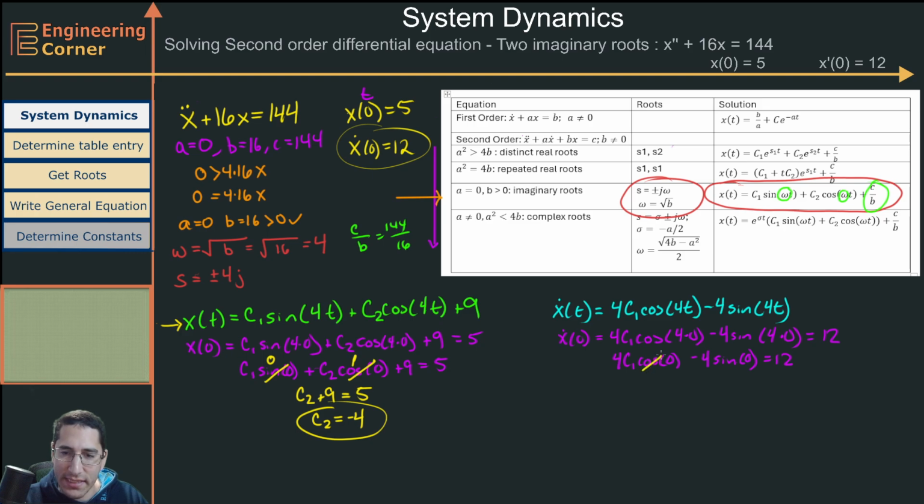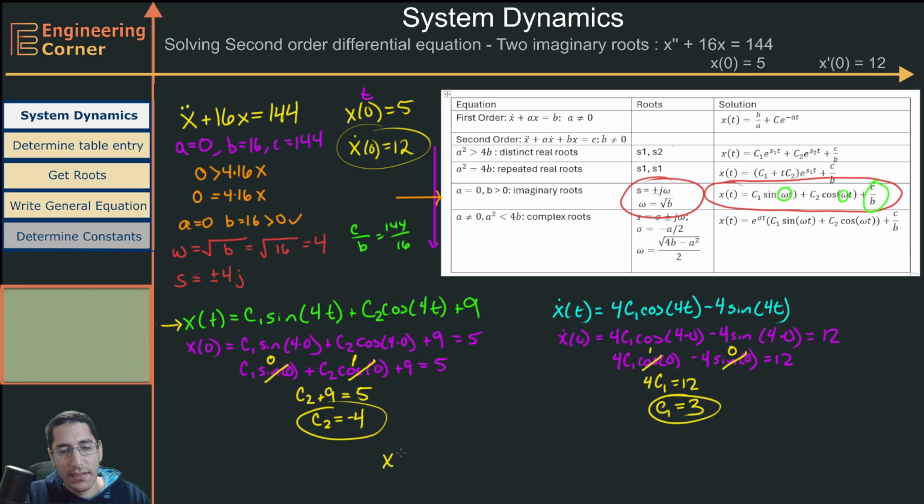And again, what do we have? We see that this is equal to 1. This is equal to 0. So we have 4c1 is equal to 12, and c1 is equal to 3. So we found both of our coefficients. Now we just need to write the final solution that we have.